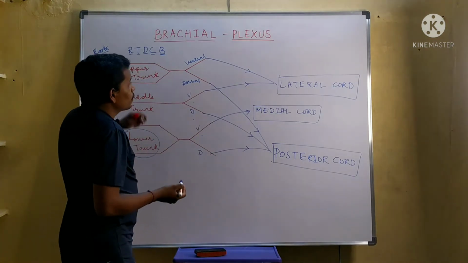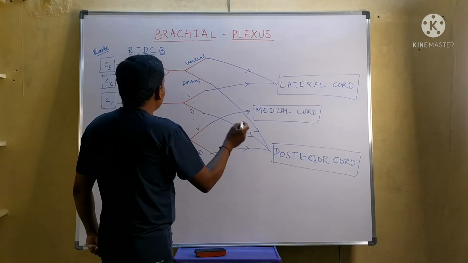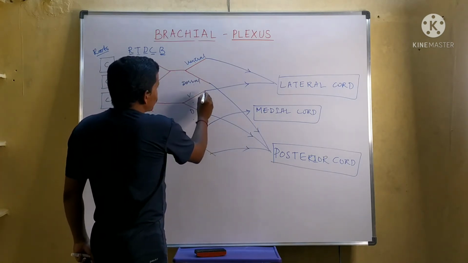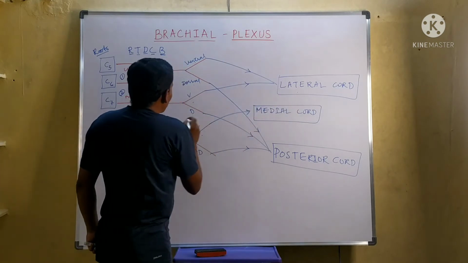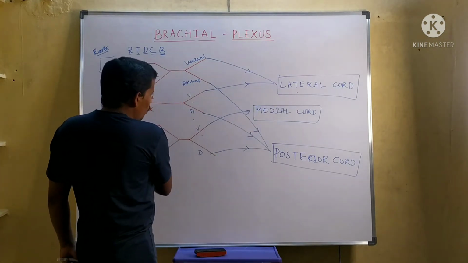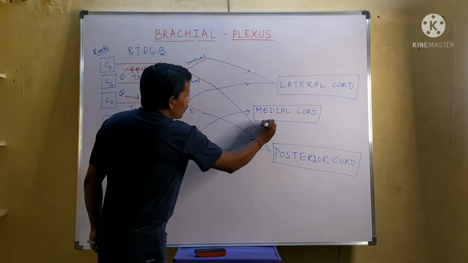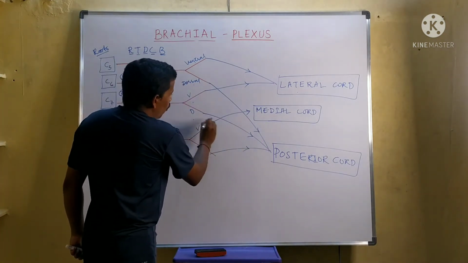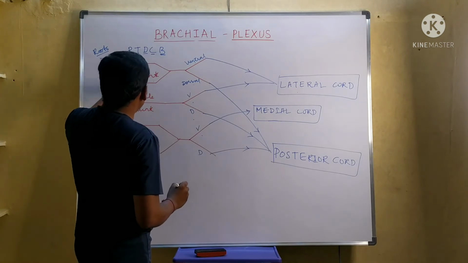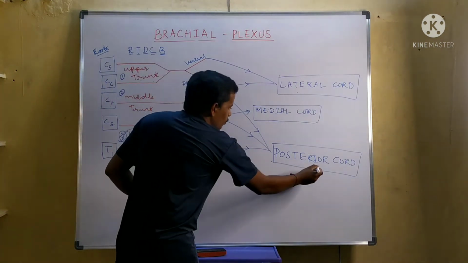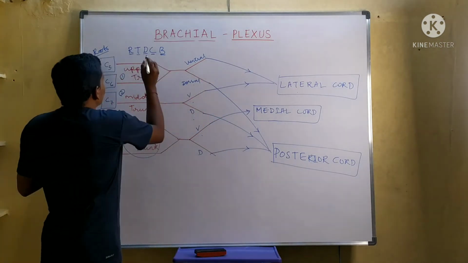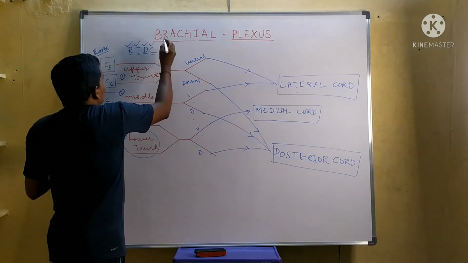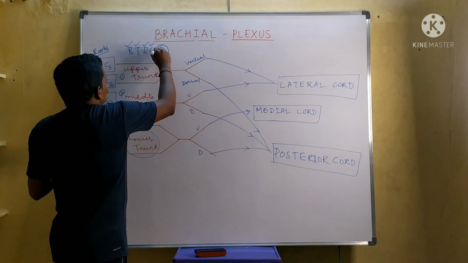Now the cords, how are they formed? The ventral divisions of upper and middle trunks form the lateral cord. The ventral division of the lower trunk alone forms the medial cord. The dorsal divisions of all the trunks, that is upper, middle and lower trunks, form the posterior cord. Now what is remaining, guys? We are done with roots, trunks, divisions and cords. Now let us see the branches.